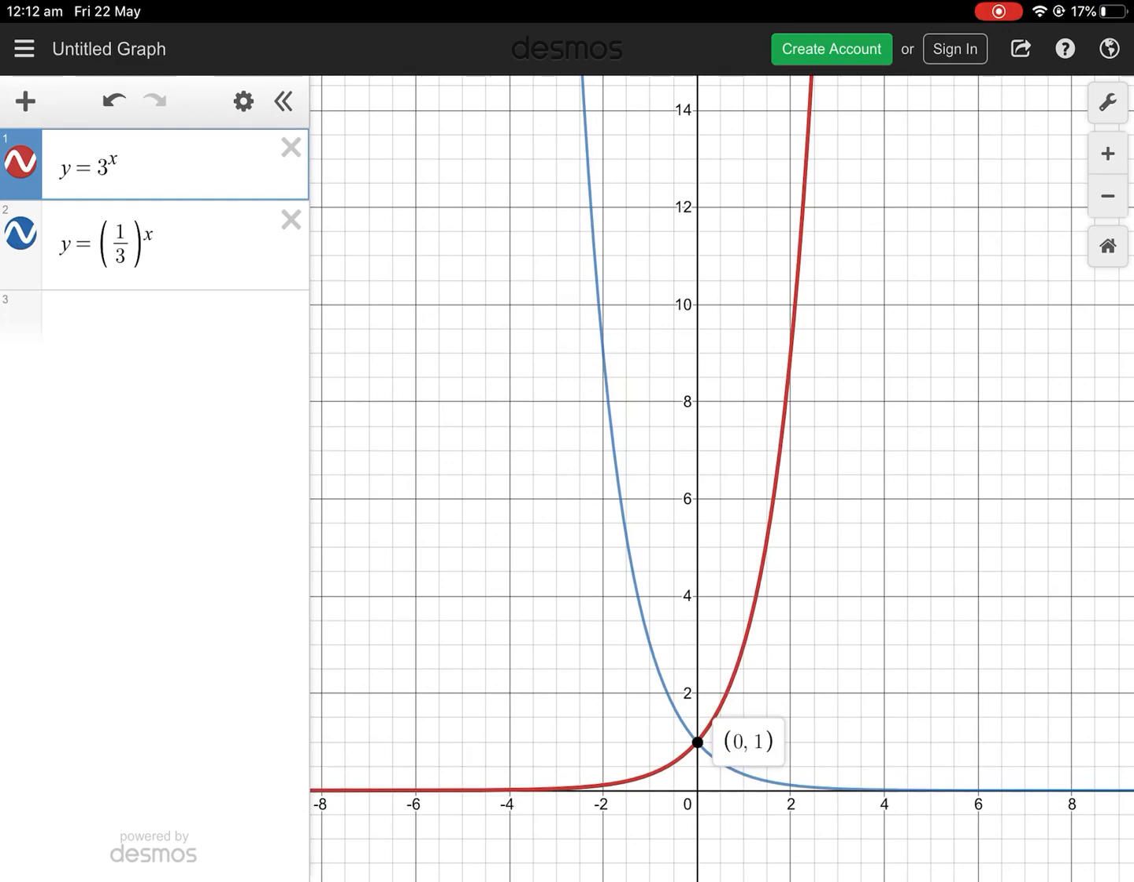Things that are the same, well, they both get closer and closer to the x-axis, and this is a feature of an exponential. They will never touch the x-axis, because no power of 3 will ever equal 0. Doesn't matter what value for x you put in, even the smallest fraction, it will never equal 0. So the y will never equal 0.